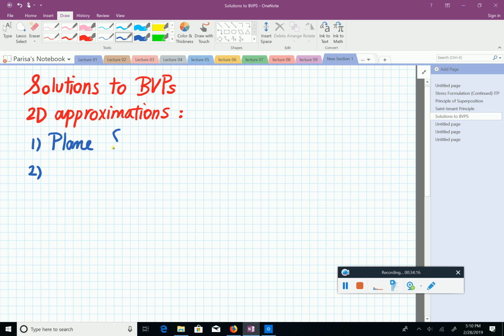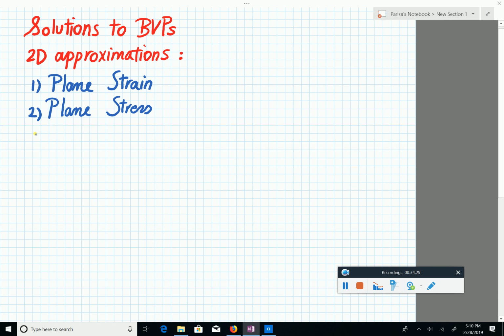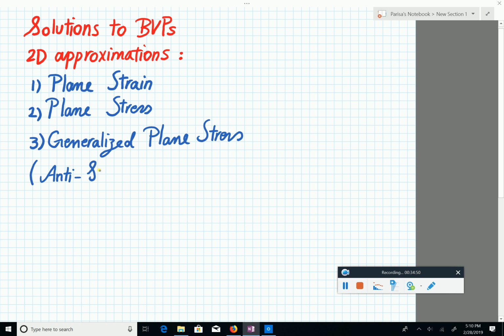So plane strain, plane stress, the so-called generalized plane stress, and then there is another one which is called anti-shear, which will appear in the homework assignment. So, indirectly.